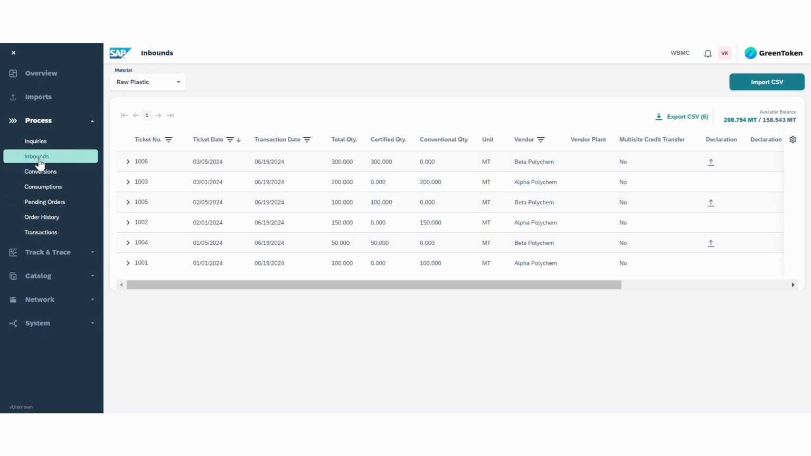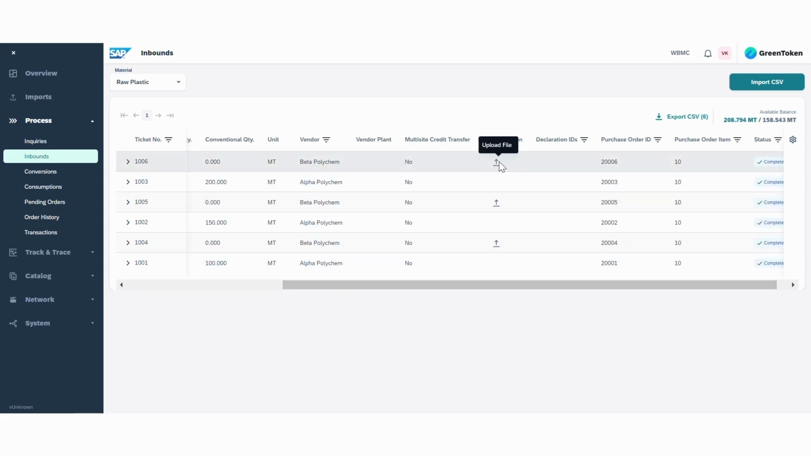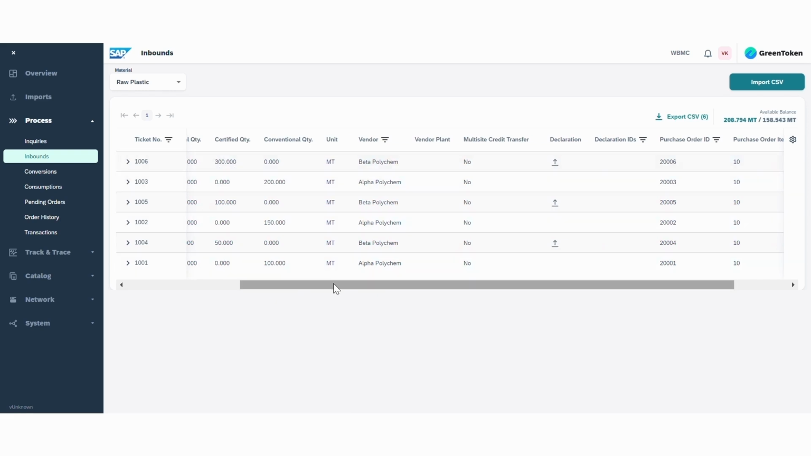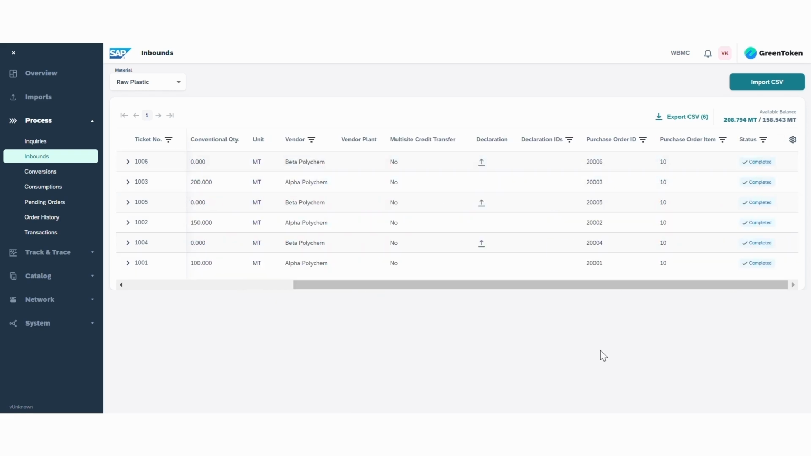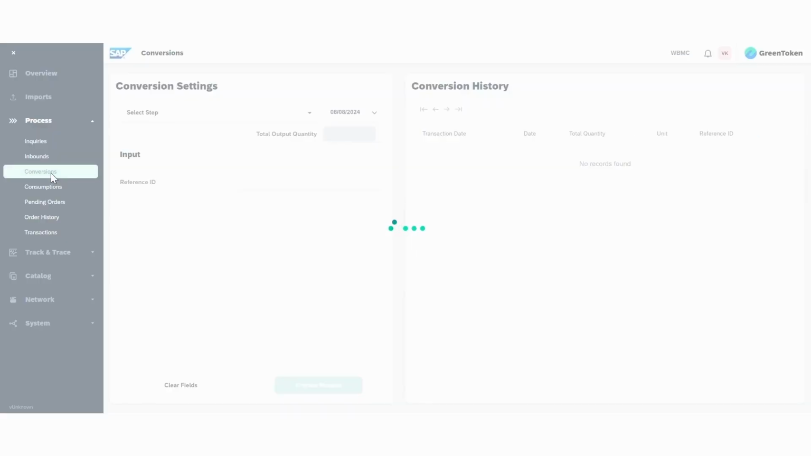This is the inbound screen, and this is where we can track all of our inbound goods receipts. The quantity is differentiated between the certified quantity versus the conventional quantity. We have details like the vendor, the transaction, and the ticket reference, and so on. The declaration files that prove the certifications of a sustainable material can directly be uploaded in the system or can be imported via the integration with ERP. On the top right, we see the available balance, both certified balance and the conventional balance for this particular raw material.